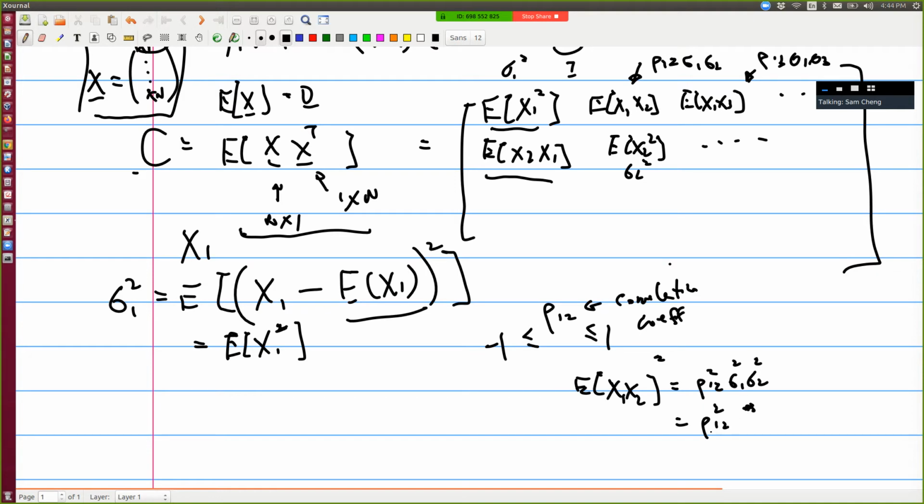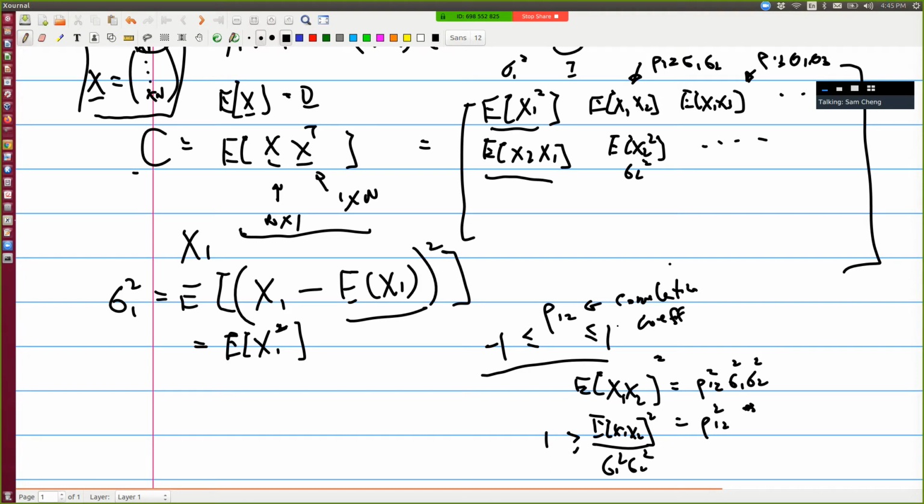But then you look at rho 1,2 squared, which is equal to the expectation of x1 x2 squared over sigma 1 squared sigma 2 squared. So I'm claiming this one will be less than or equal to 1. If this is less than or equal to 1, then I can make sure this correlation coefficient is bounded from -1 to 1.